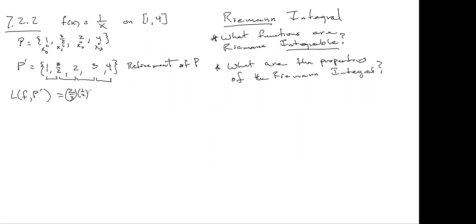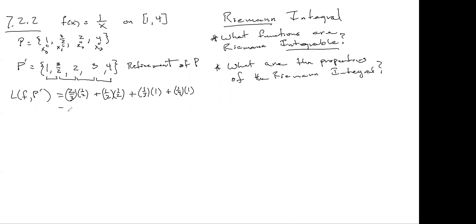The width of that subinterval is 1/2. So we take the infimum times the width of the interval, plus, then we look at the second subinterval from 3 halves to 2. The infimum on that is going to be 1/2, and the width is 1/2. Then from 2 to 3, the infimum occurs at 3, so it is 1/3, and the width is 1. Then from 3 to 4, the infimum occurs at 4, so that would be 1/4, and the width is 1.